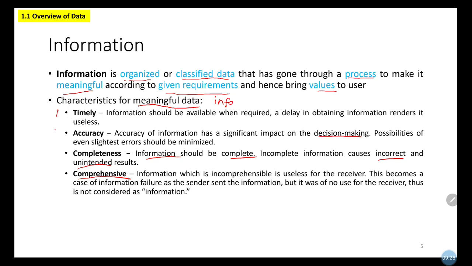So we have 1, 2, 3, 4 characteristics for meaningful data, or what we call information. Information has to be timely, meaning it has to be available when we need it. It has to be accurate, it has to be complete, and it has to be comprehensive.